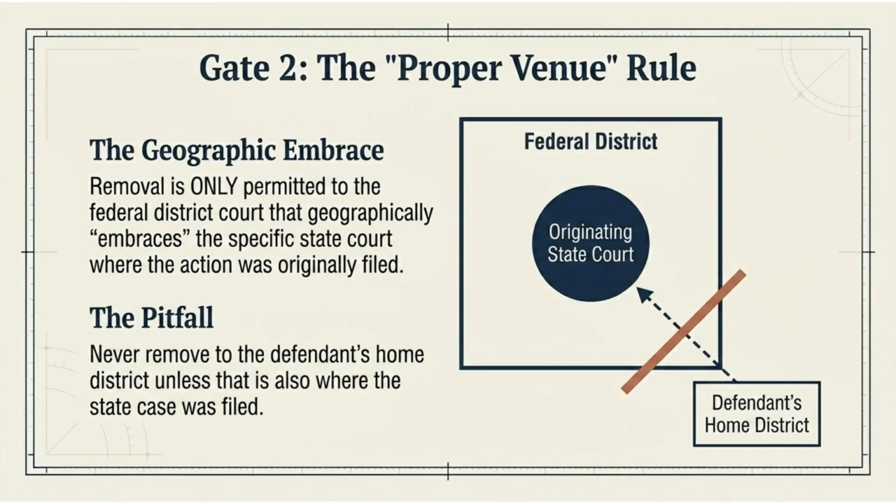Gate 2 deals with where removal must go. Removal is not a free choice of any federal court. The case must be removed to the federal district court that geographically embraces the state court where the action was originally filed. That means the defendant does not simply remove to the defendant's home district or a more convenient district. The correct removal court is tied to the state courthouse where the case began. On an exam, if a defendant removes to a different federal district just because they live there, flag improper removal venue.